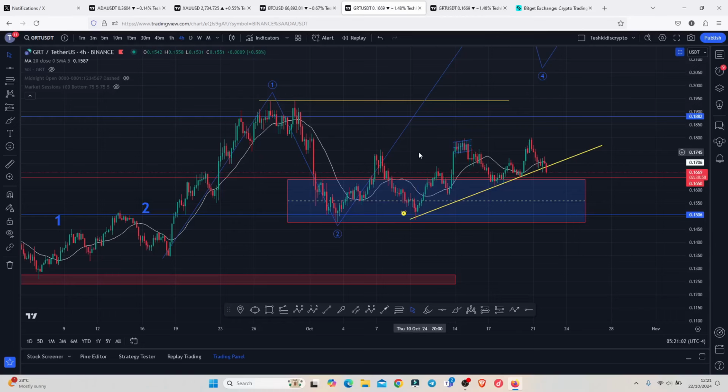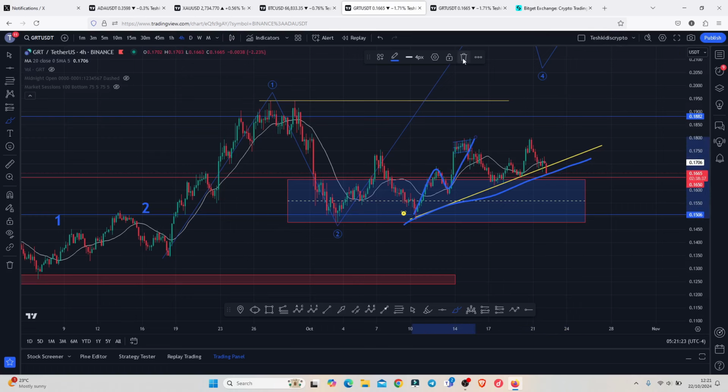GRT at the time of this recording is seeing a bit of a breakdown move, and here on the 4-hour chart you can easily see that we have seen a break to the lower side of this ascending trend line, which is an indication that we have started to see a change of structure of this upward movement that had been playing out for the last few days.